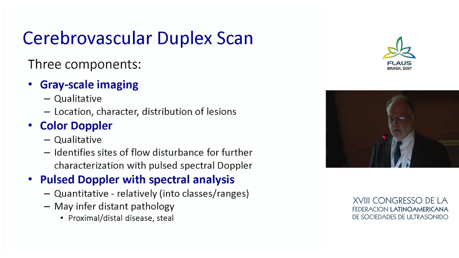There are three components that we look at when we do cerebrovascular duplex scanning: grayscale imaging, color Doppler, and then pulse Doppler with spectral analysis. I'd like to point out things that I'm sure everybody knows, but both the grayscale and color Doppler are very qualitative features that are helpful, but the actual diagnosis of significant carotid stenosis is made with the pulsed Doppler.